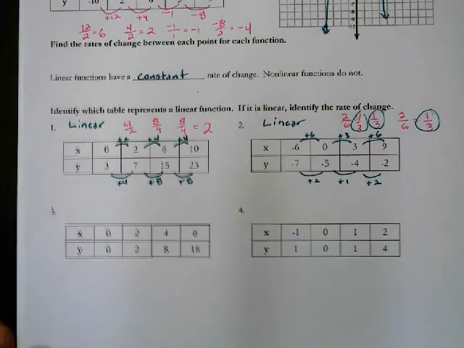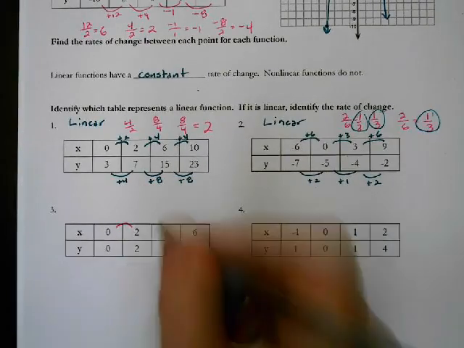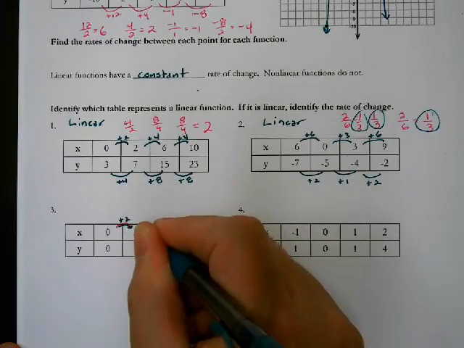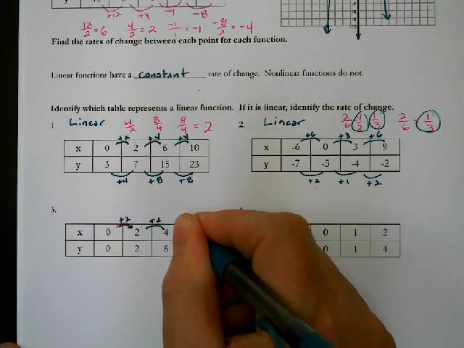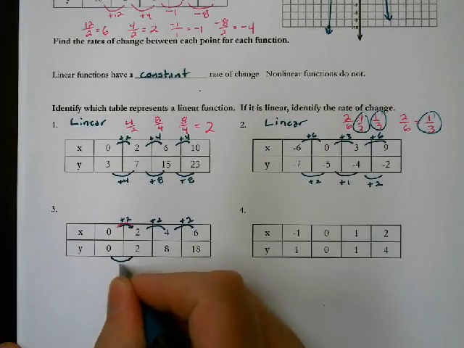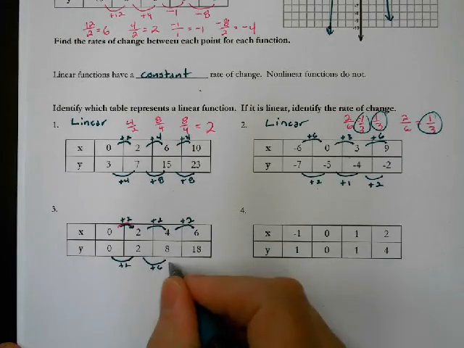Next one. From 0 to 2, let's do this one. 0 to 2, that's an increase of 2. 2 to 4, increase of 2. 4 to 6, increase of 2. From 0 to 2, increase of 2. From 2 to 8, increase of 6. From 8 to 18, increase of 10.